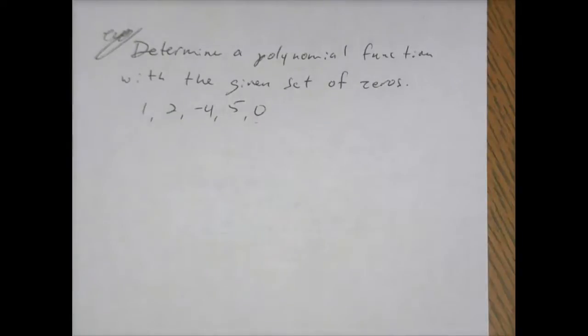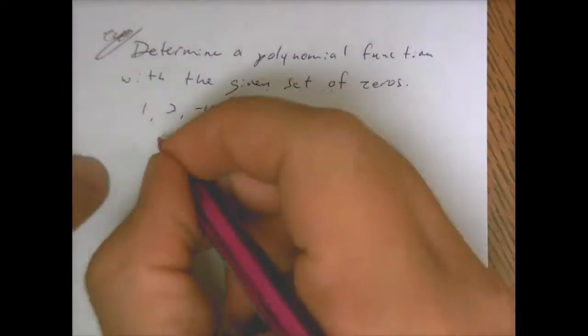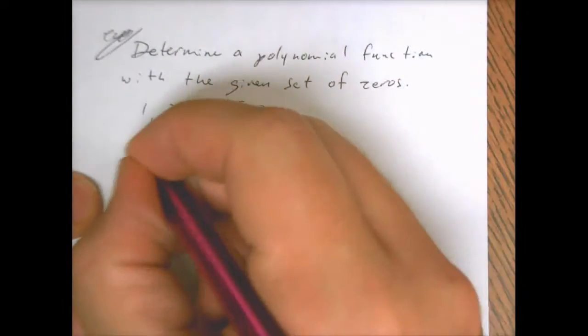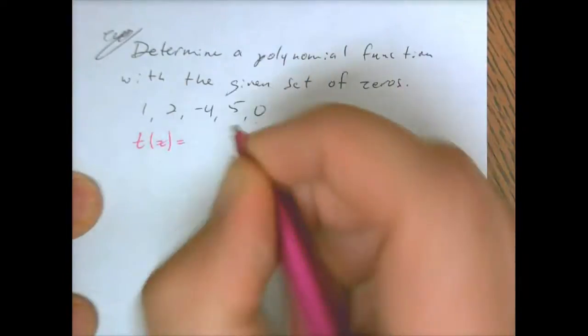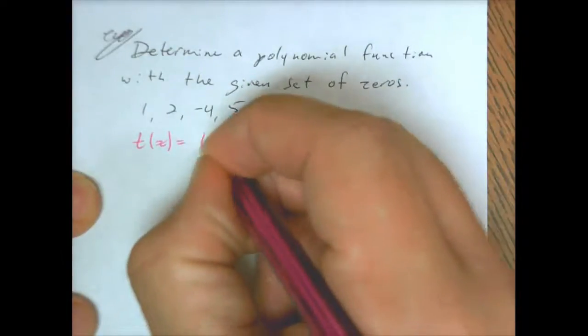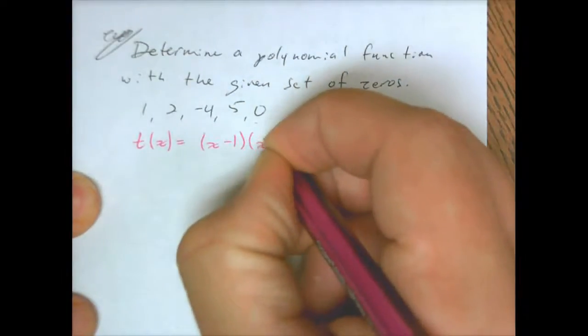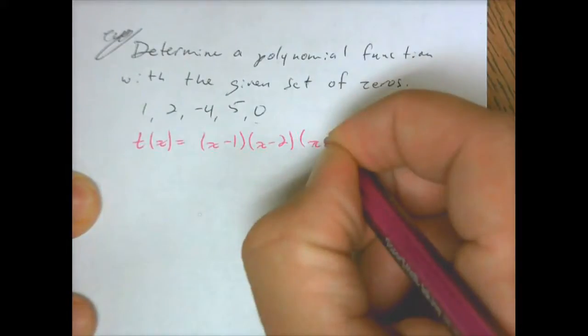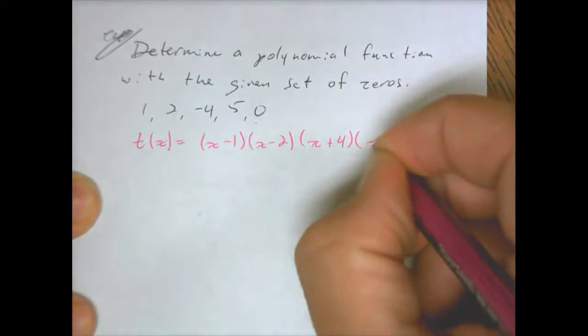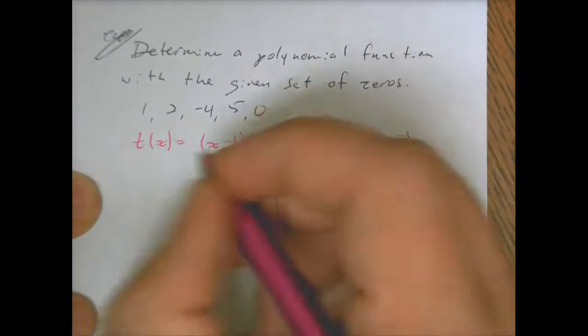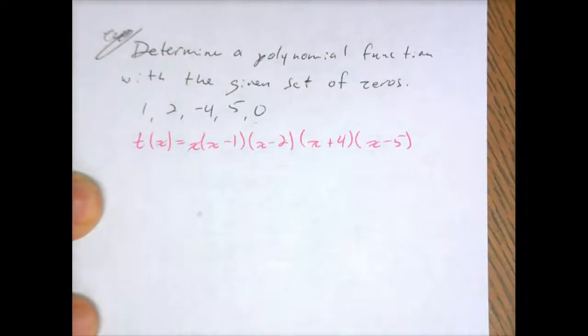Oh boy! This is our last one. Alright. So polynomial function. We'll call it t of x this time. That has the given zeros. 1 must have come from x minus 1, 2 must have come from x minus 2, negative 4 must have come from x plus 4, and 5 must have come from x minus 5. 0 must have come from just x.